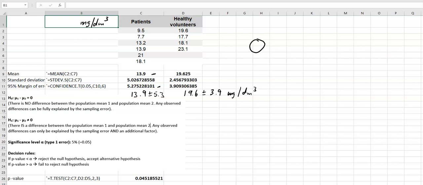We have two samples here. So these are the healthy people and these are the disease people. And we look at them and say, is this difference between the healthy and the people with the disease actually statistically significant? Now, we cannot really compare samples with each other. And that is because of the problem with sampling error.